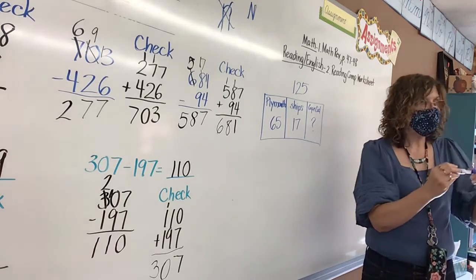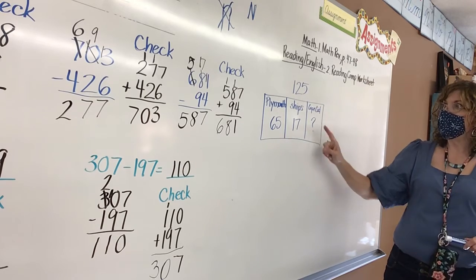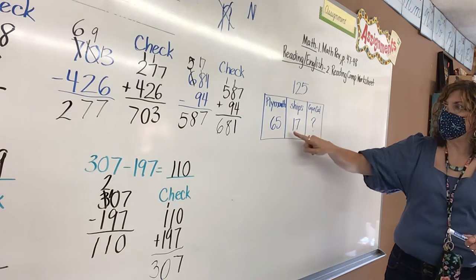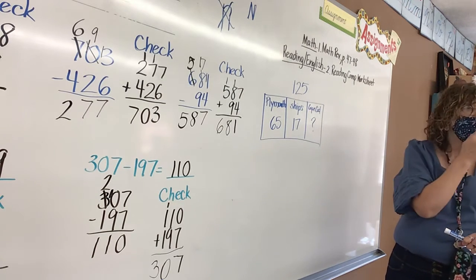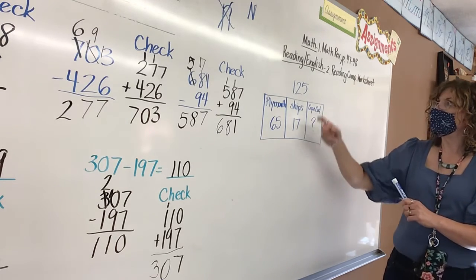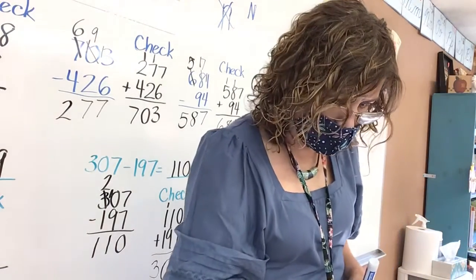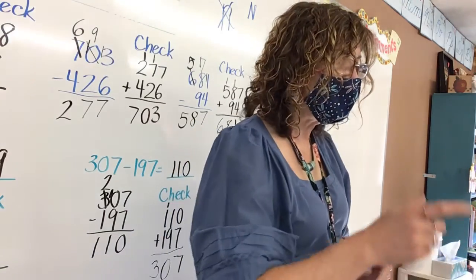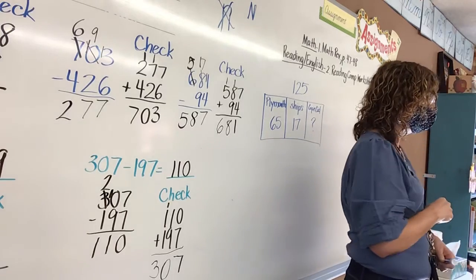Now, to find a missing number, what do we usually do? Subtract. But when we have 3 numbers, what do we need to do first? You need to add these 2 numbers together first so you know what to subtract to find the missing number. Okay? So we got to put these 2 together first. So add 65 plus 17. They have a big box, but the first thing you need to do is add 65 plus 17.